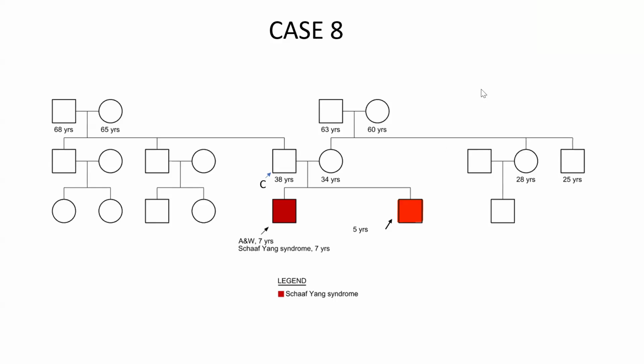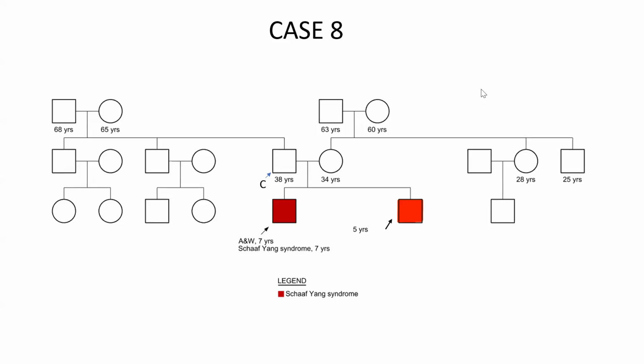Yes, ma'am. So this couple had come to the genetics clinic. They had two offspring, both male. One was 7 years old and one was 5 years old. Both had clinical features of growth hormone deficiency, mild intellectual disability, and short stature. On molecular genetic testing, whole exome sequencing was done for the elder child first, which revealed a pathogenic variant for Schaaf-Yang syndrome.